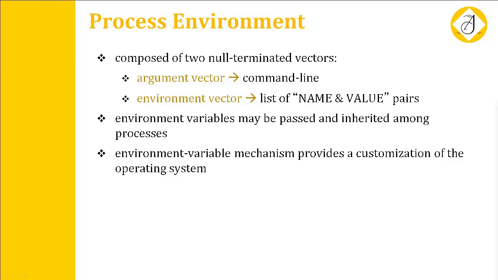Whereas the environment vector is a list of name and value pairs that associates named environment variables with arbitrary textual values. So passing environment variables among processes and inheriting variables by a process's children are flexible means of passing information to components of the user mode system software. These environment variable mechanisms provide a customization of the operating system that can be set on a per process basis rather than being configured for the system as a whole.